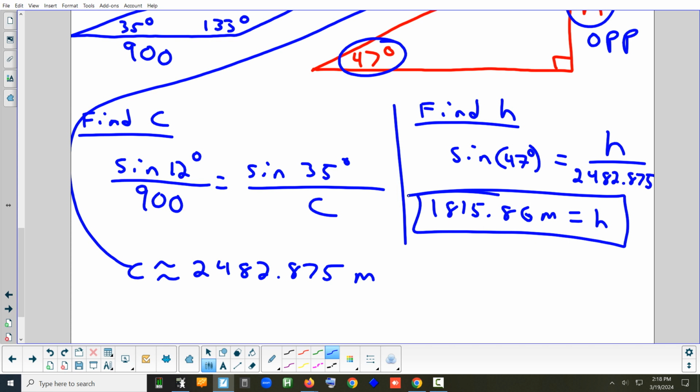No mountains in Massachusetts that high. No. New Hampshire, yes. Not in Massachusetts.